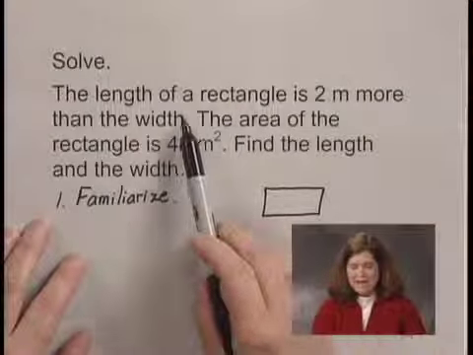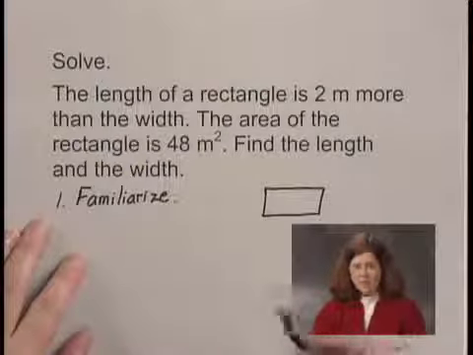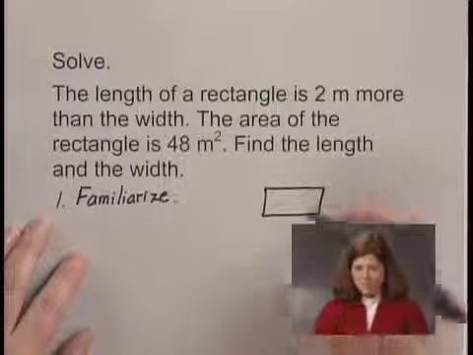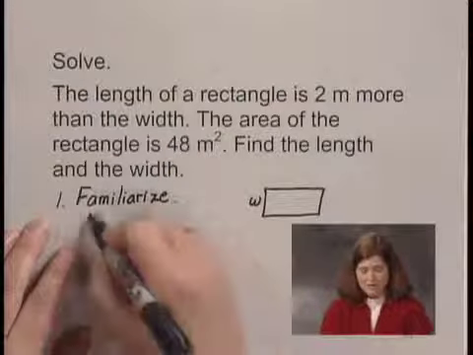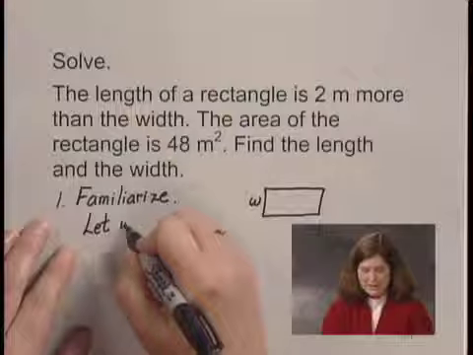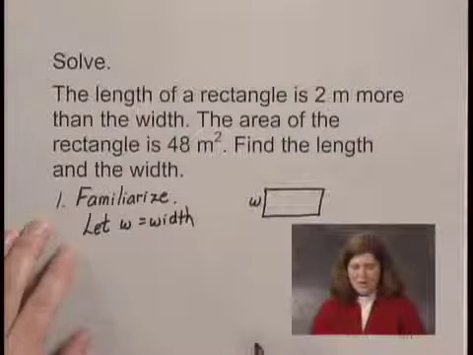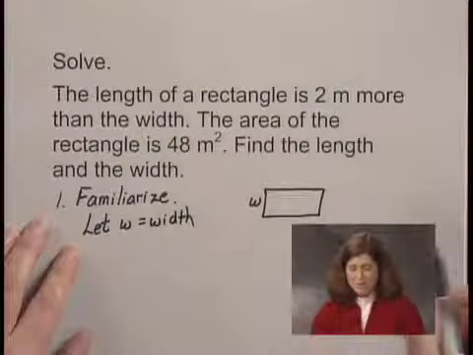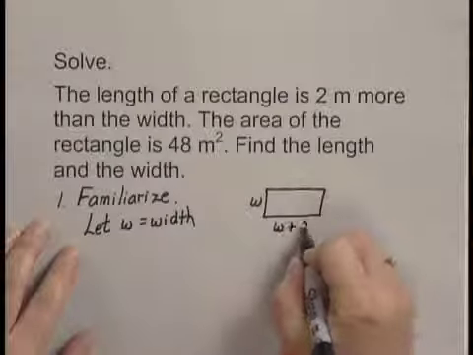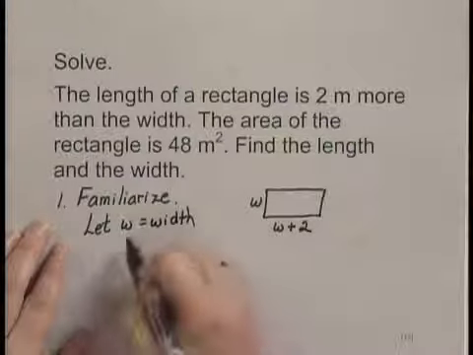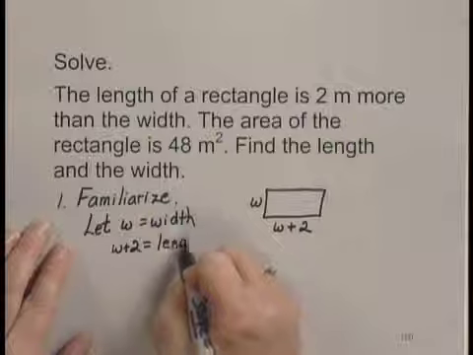We're told that the length of the rectangle is 2 meters more than the width. So let's use a variable to represent the width. W would be good. And we can say let W equal the width. Then the length is 2 meters more than the width, so my length has to be W plus 2. I'll write that W plus 2 as the length.